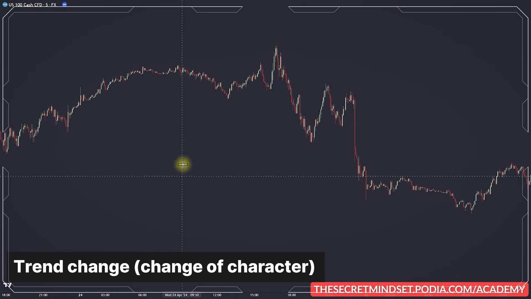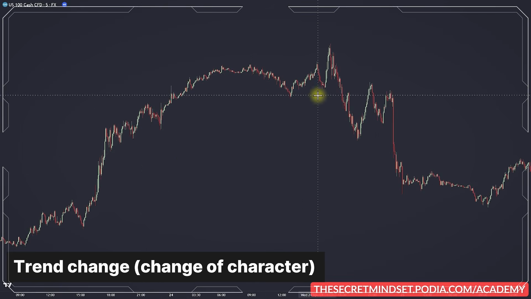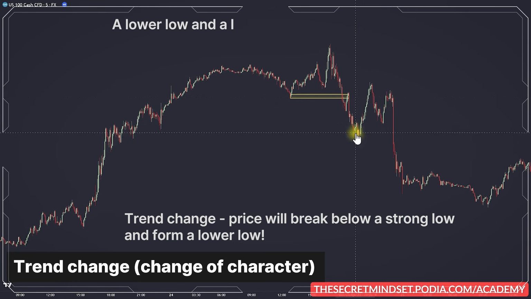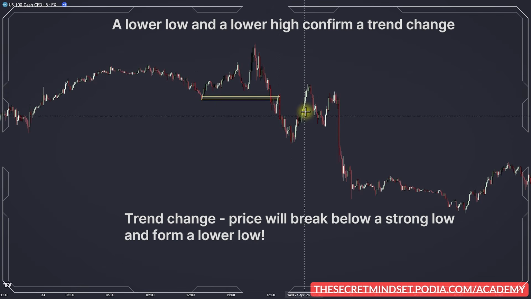Now let's look at trend changes, also known as changes of character. A bullish market doesn't last forever, and neither does a bearish one. In a bullish market, we are seeing higher highs and higher lows. But at some point, price will break below a strong low and form a lower low. This is where the trend changes. Some traders want to see both a lower low and a lower high before they confirm a trend change. That's because sometimes what looks like a trend change can be a fake out. The market might grab some liquidity below a low and then continue up.